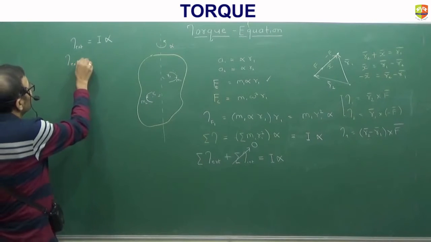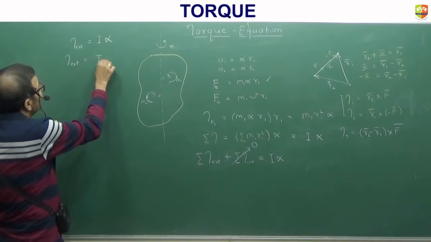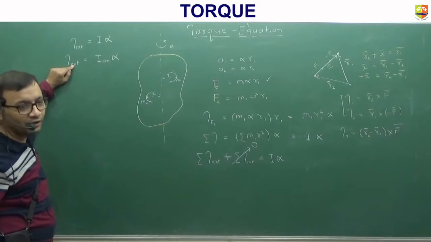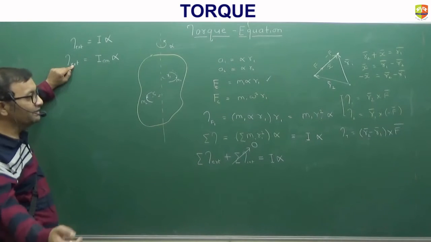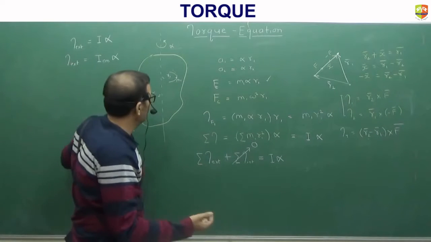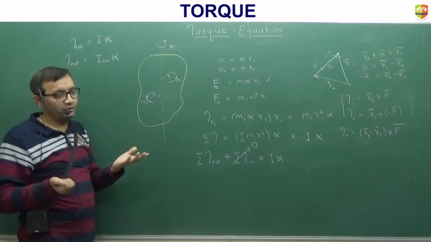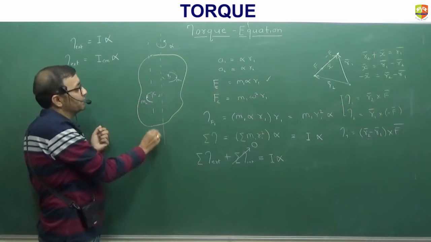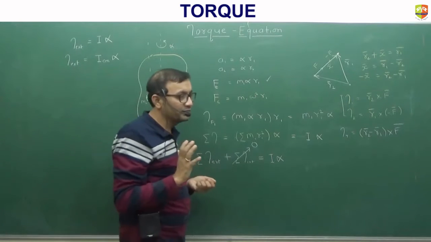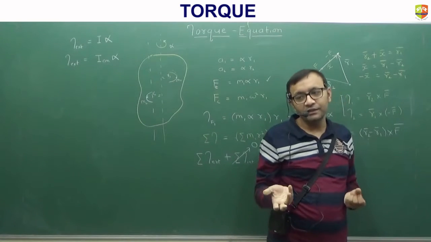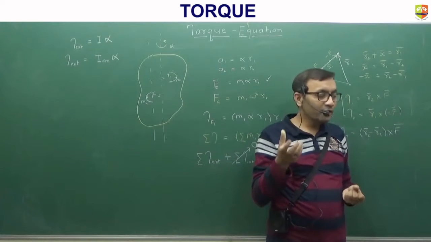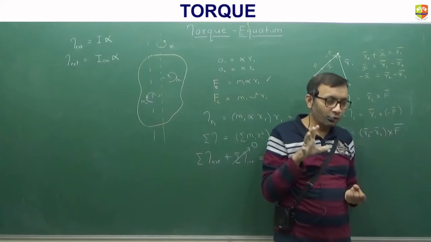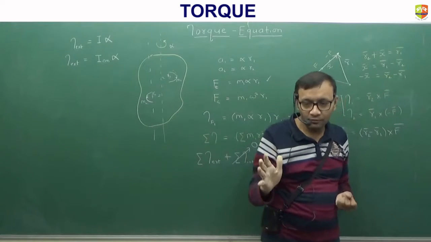This formula, torque is equal to ICM into alpha, is also true, but torque you have to take about the center of mass axis. I'll just give you the basic logic, or overall logic, of it. If you are using any axis other than the center of mass axis, and there is no fixed axis, then there will be a pseudo force. There will be a pseudo force which is going to act about the center of mass.